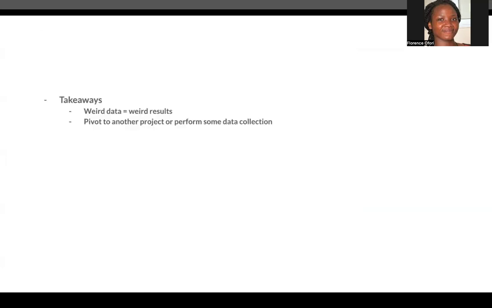So what are my key takeaways? My key takeaways are that weird data equals weird results. I got to know that the quality of the data matters when you want your model performance to do well. And if you don't have the quality, then you can either pivot to another project or perform some data collection and get the quality data you need to make sure that your model trains well and evaluates well, because data is the blood or the life source of machine learning and AI.